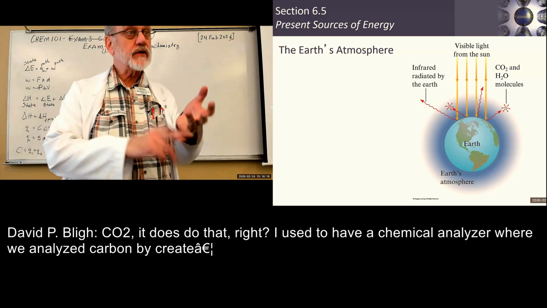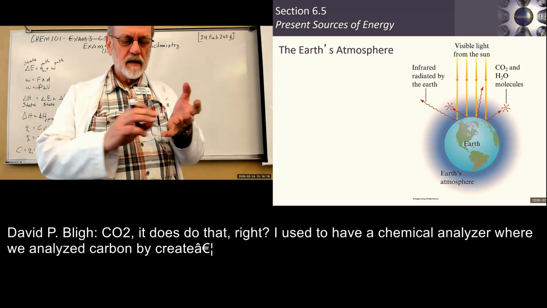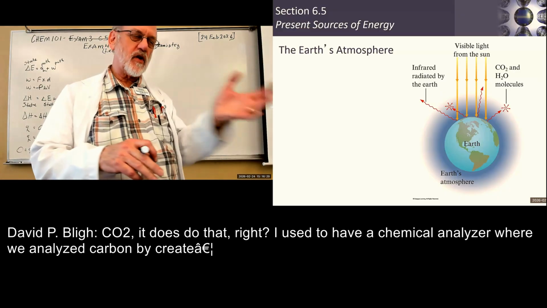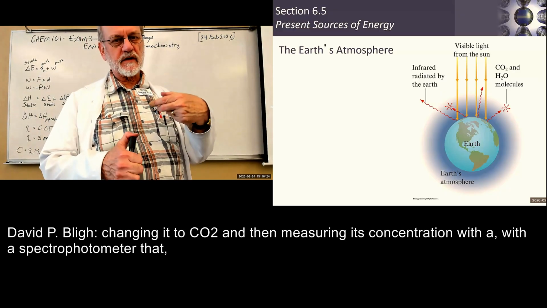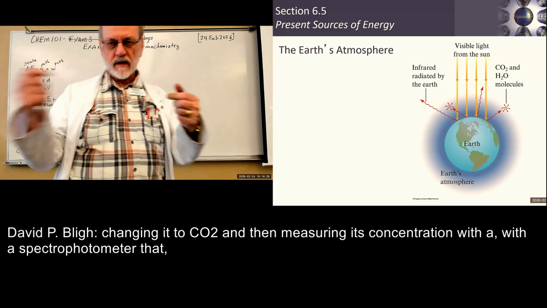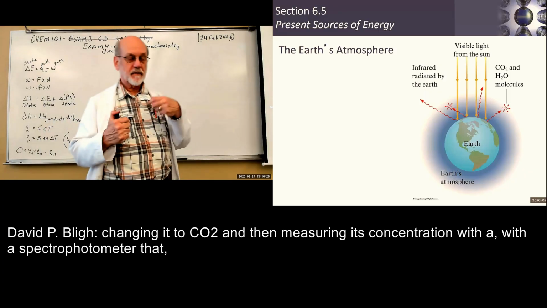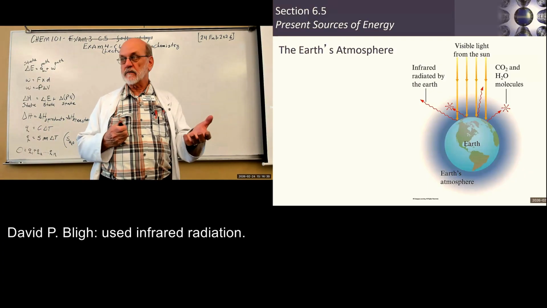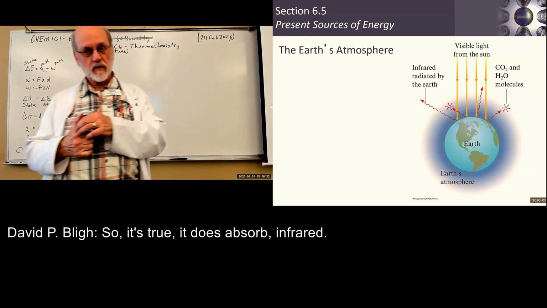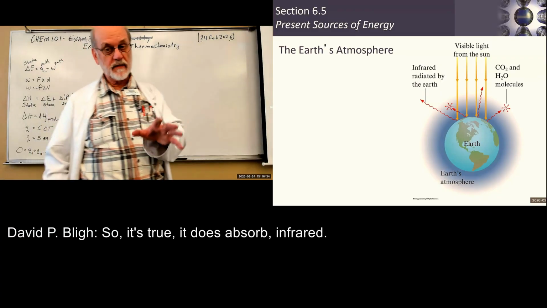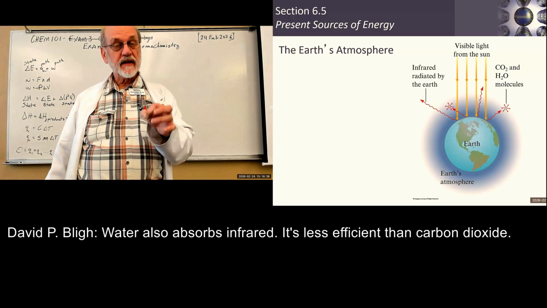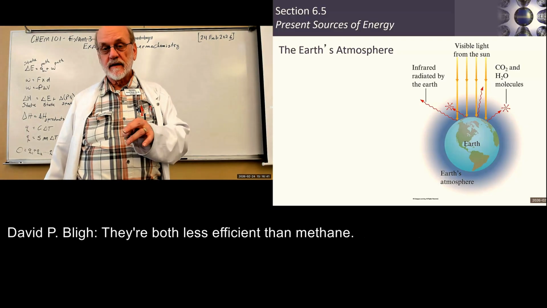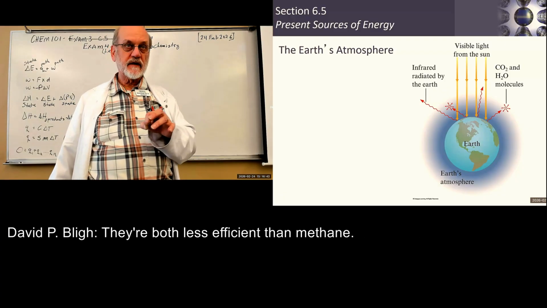CO2, it does do that, right? I used to have a chemical analyzer where we analyzed carbon by changing it to CO2 and then measuring its concentration with a spectrophotometer that used infrared radiation. So it's true, it does absorb infrared. Water also absorbs infrared. It's less efficient than carbon dioxide. They're both less efficient than methane.